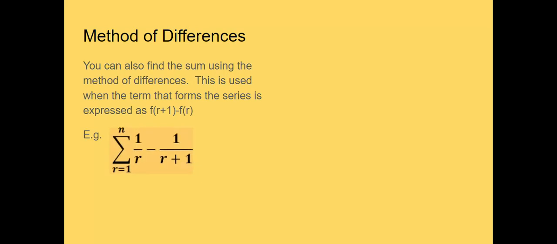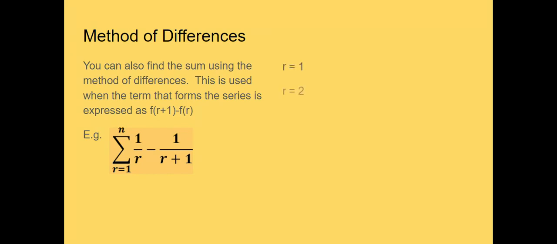You can see here's an example. We don't have an r or an r squared or an r cubed. But what we do have is we've got 2 fractions, both with an r in the denominator, and we're finding the difference between them. It's a subtraction. And when it's like this, then we can use the method of differences. Again, something you should have come across before, but let's remind ourselves of it.